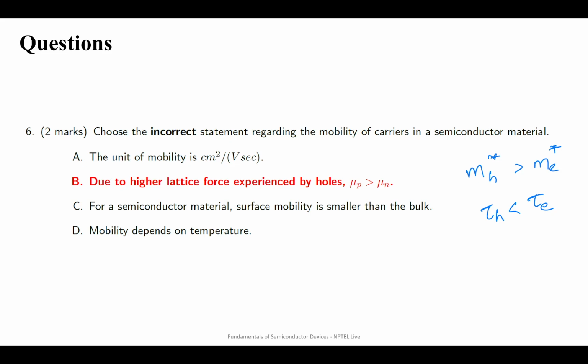So the incorrect statement here is: due to higher lattice forces experienced by holes, hole mobility is greater than electron mobility. That is the incorrect line. Due to higher lattice forces, holes have a lower collision time as well as a higher hole effective mass, and both of these contribute to lower mobility. So hole mobility is much lower than electron mobility.